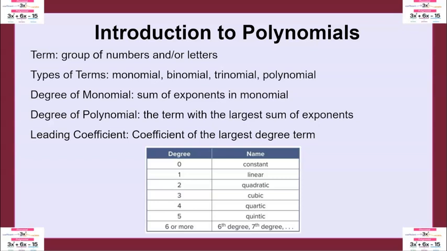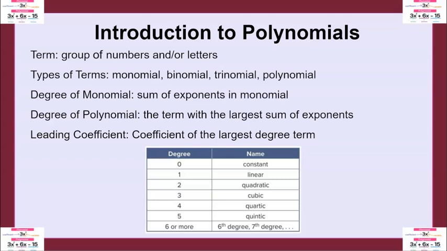I could do 4xy, which is one term because they're all combined. There's no plus or minus signs in between. So that's what they mean by terms. Now, types of terms: you can have a monomial, a binomial, a trinomial, and all these are polynomials. A specific name for a specific number of terms.